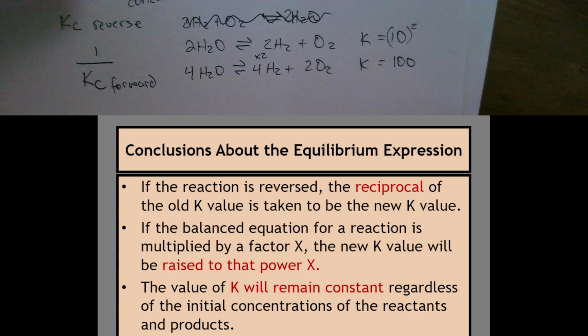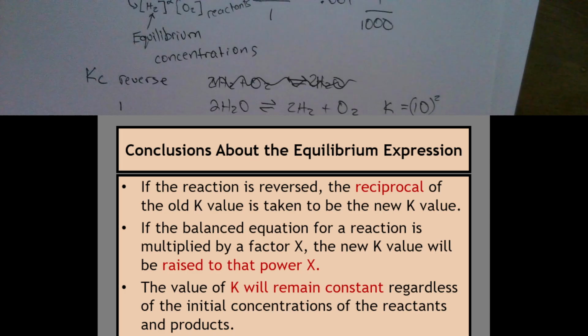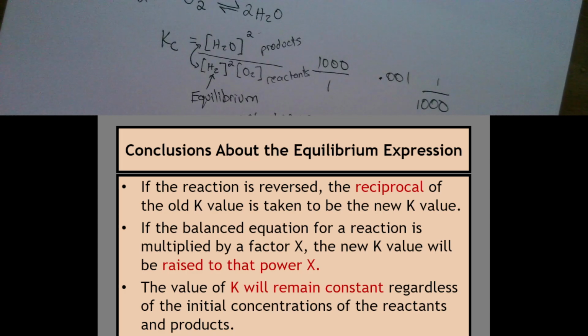The last little conclusion here is the value of K will remain constant regardless of the initial concentrations of the reactants and products. K does not care how much you start with of each thing. Your same equilibrium will be reached regardless. Okay? K only cares about the equilibrium concentrations of things.